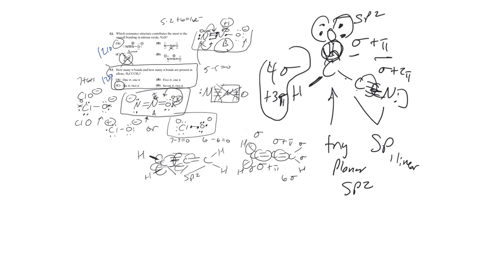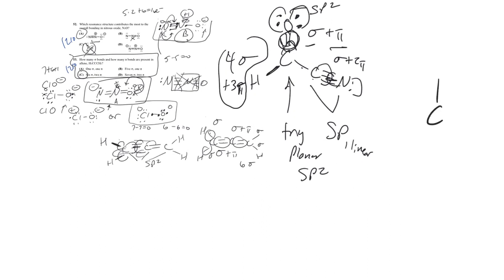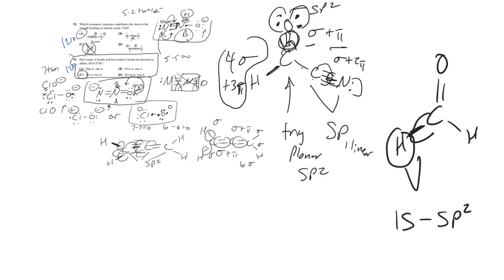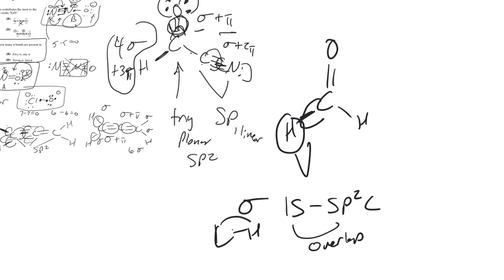One last example might be something like formaldehyde. Can we describe what's going on here in terms of bonding? This bond here is made by the 1s and the sp2 overlap of carbon. So this is the overlap that makes the sigma bond between H and C. That's our CH sigma. The other CH bond is exactly the same.